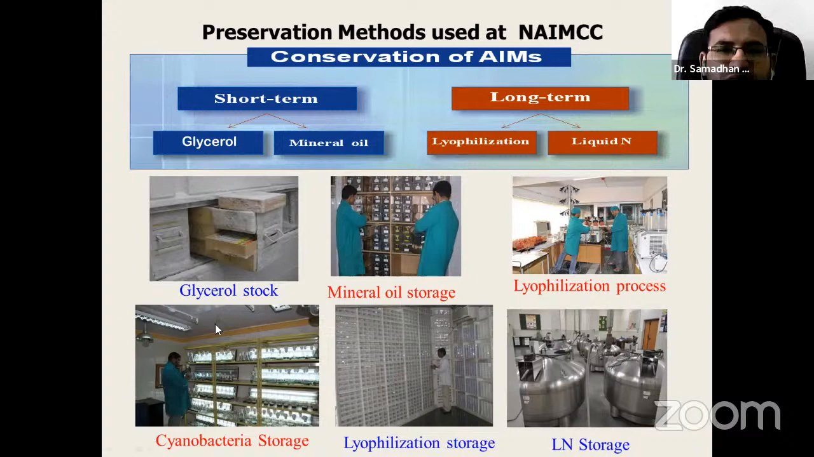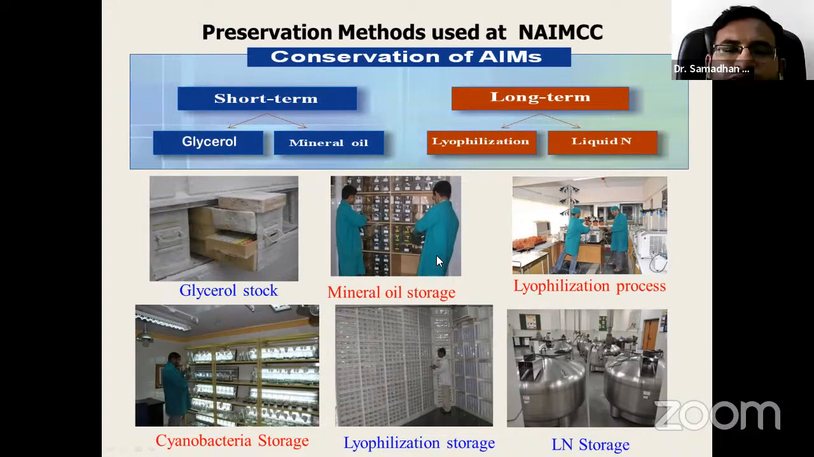You can see the images here. This is a glycerol stock, there are glycerol vials, and it has to be deposited in a minus 50 or minus 80 deep refrigerator. Then mineral oil, like paraffin oil: you just inoculate into this paraffin oil and store at room temperature, or 20 to 25 degrees Celsius. We will see this further in this slide.